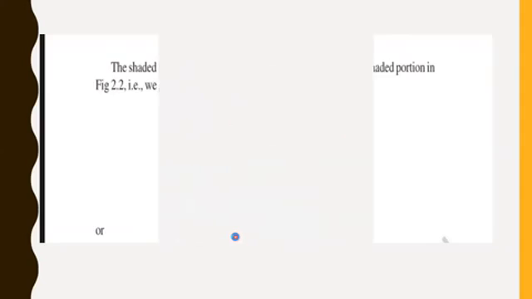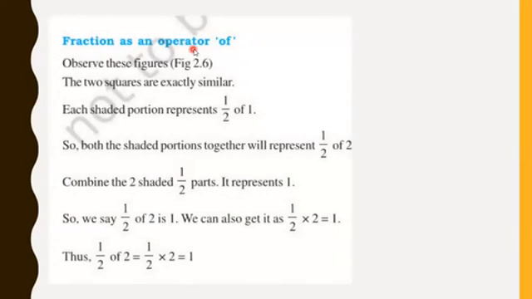Now fraction as an operator of. In some cases they will give half. So half means what? These two squares in figure 2.6 are exactly similar. Each shaded portion represents 1 by 2 of 1. So both shaded portions together will represent 1 by 2 of 2. Combine the two shaded 1 by 2 parts, it represents 1. So we say 1 by 2 of 2 is 1.